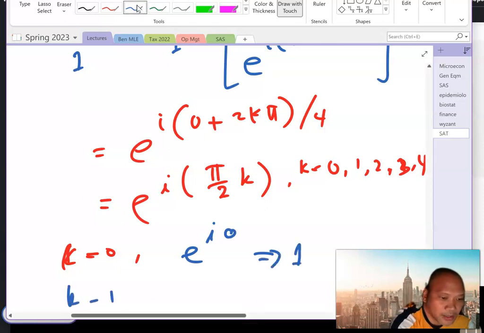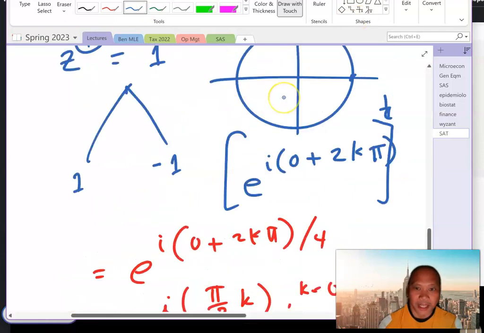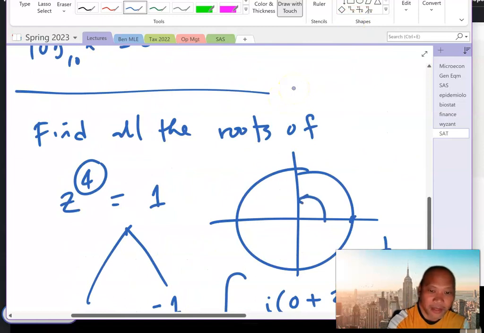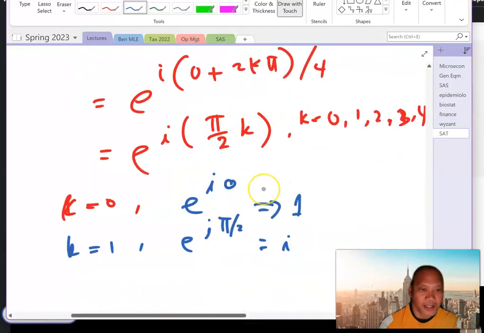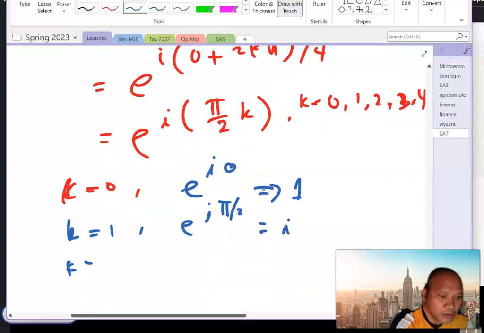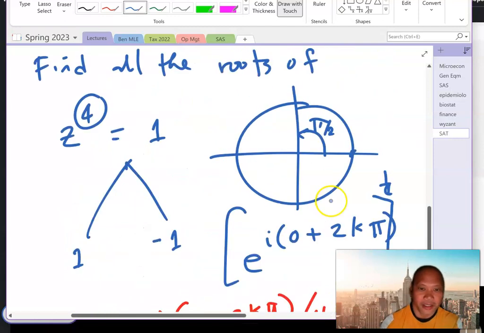When k is 1, then you have e to the i pi over 2, which is positive i. Pi over 2 is here, so that's like 0 plus 1i. So this is just i. When k is 2, then e to the i pi, and that's just negative 1. Right here, at pi, that's going to be negative 1.